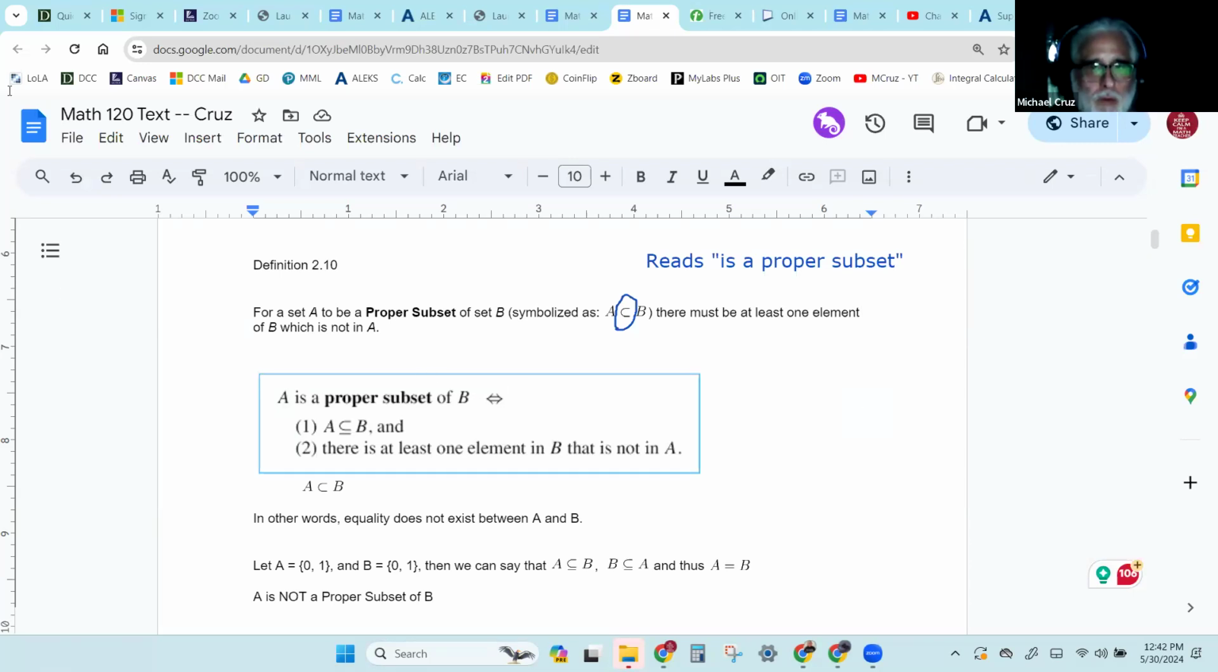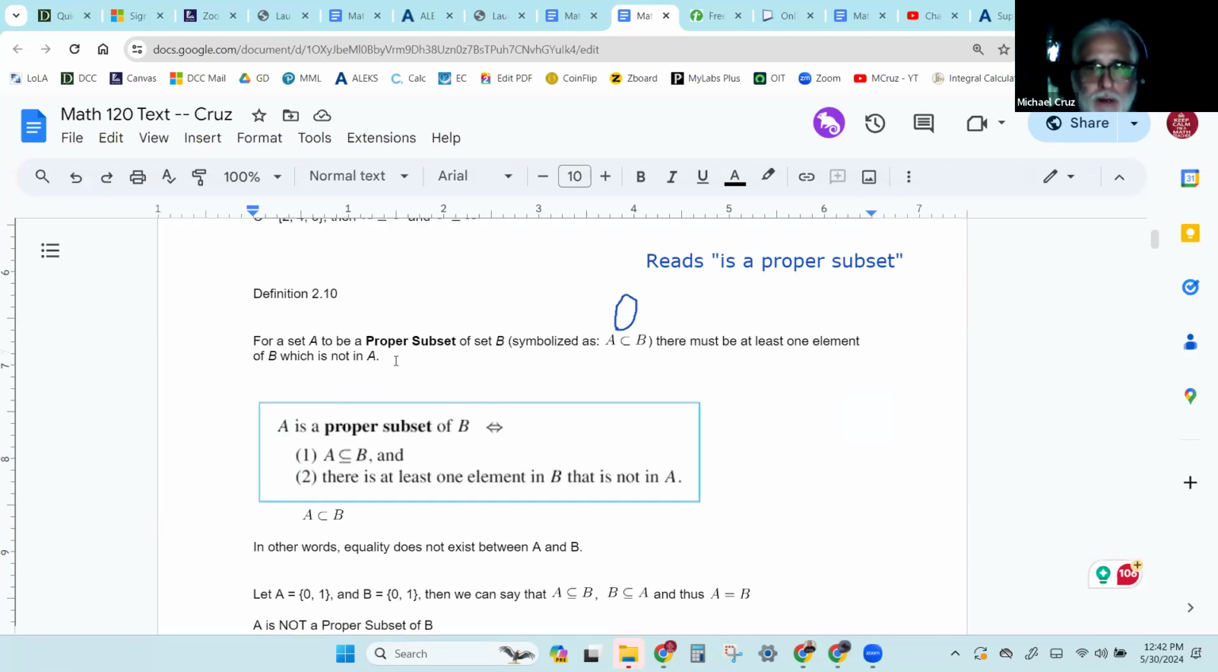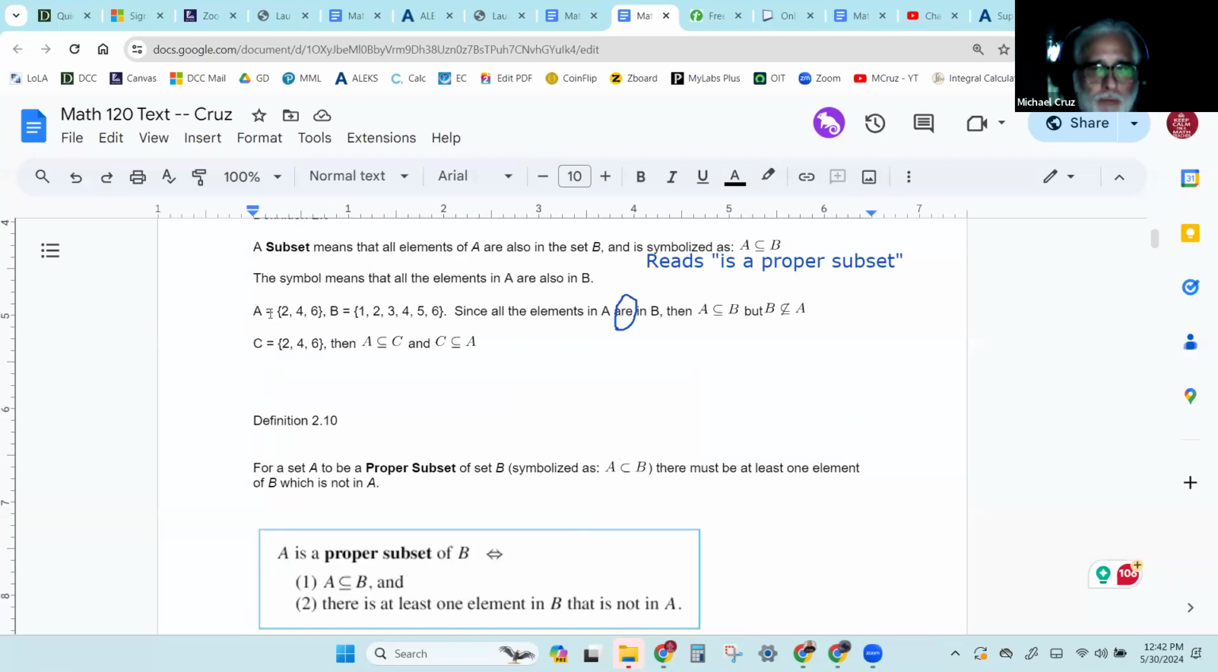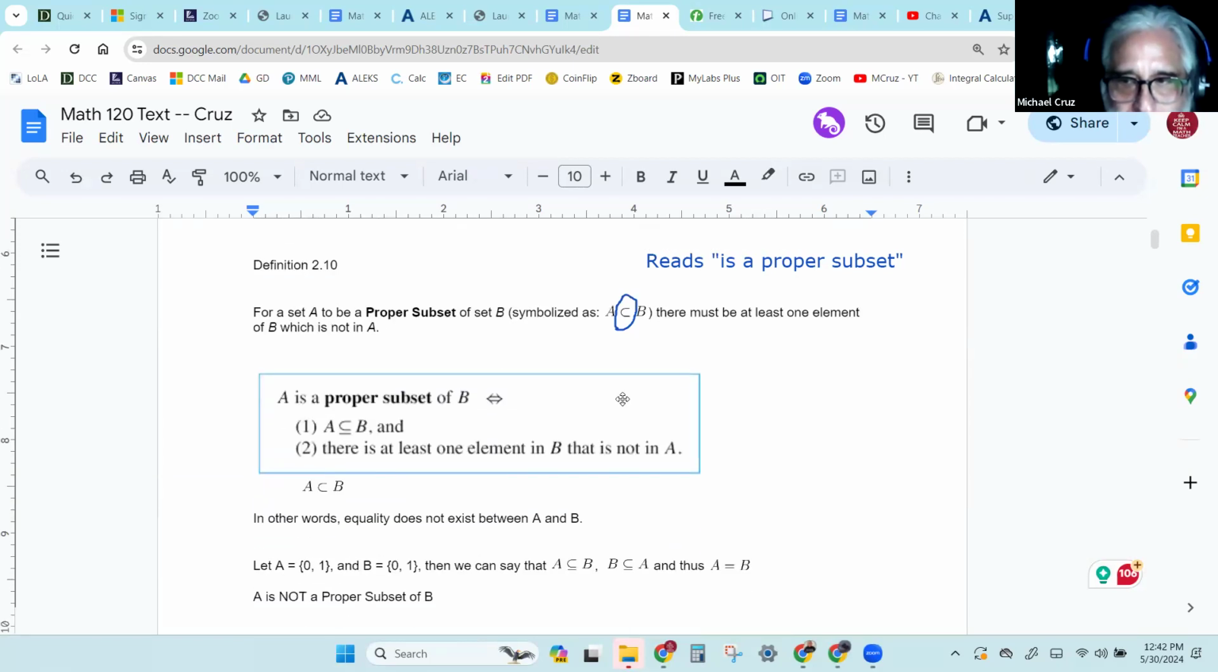Okay? So what we were looking at up here with A and B, we could say that A is a subset of B, or we could say A is a proper subset of B. But C and A are not proper subsets of one another. They're regular subsets, but because it includes the equal sign, we can use that symbol. But this one doesn't include this equal sign. So that means if it has equality, then it's not a proper subset.